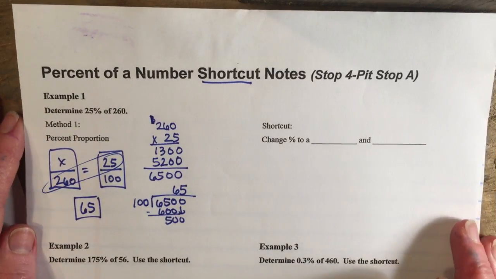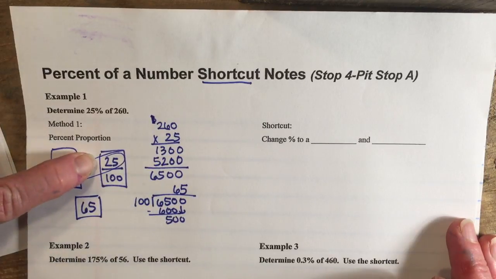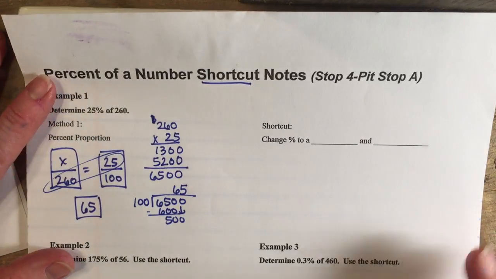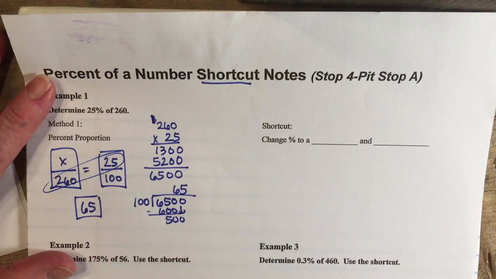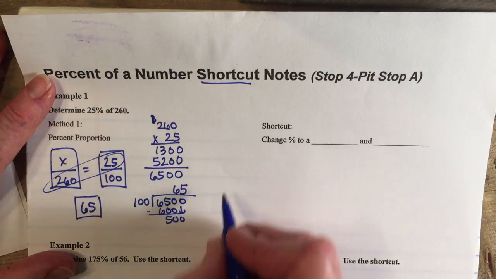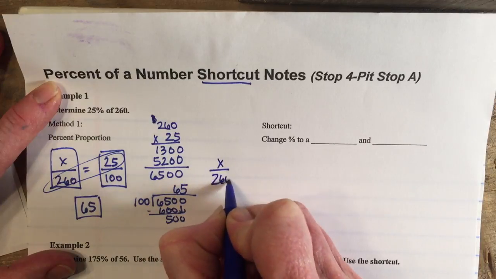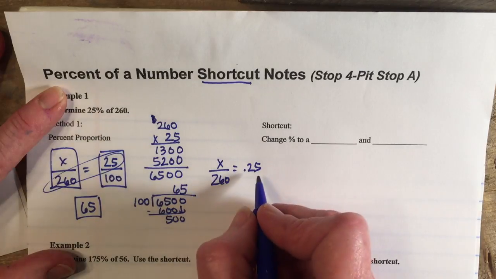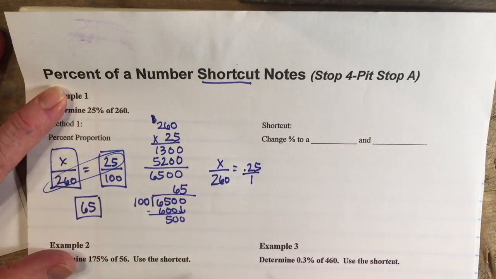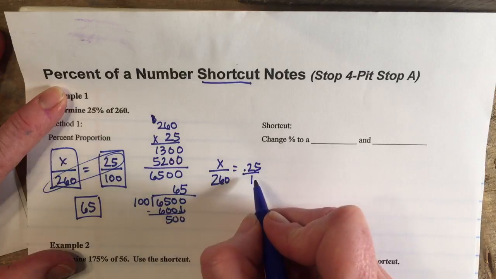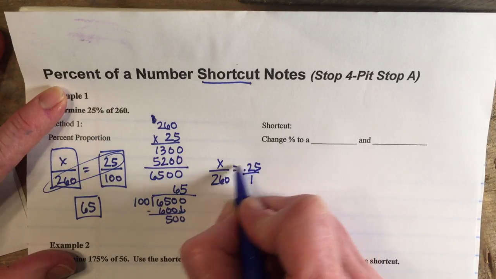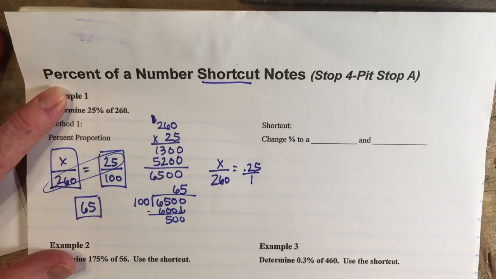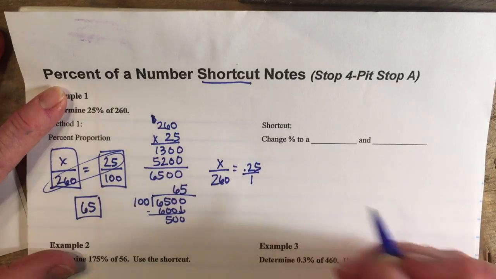All right, well, the shortcut is really what you're doing. If I look again at this problem, 25 over 100, if I wrote that as a decimal, 25 hundredths is really the same thing as 0.25. And if I want to change a whole number to a fraction, what have I done in the past? I've written it over 1. So when I rewrite my proportion like this, all I end up doing is multiplying these two numbers, and I don't have to divide by anything. So that's your shortcut.